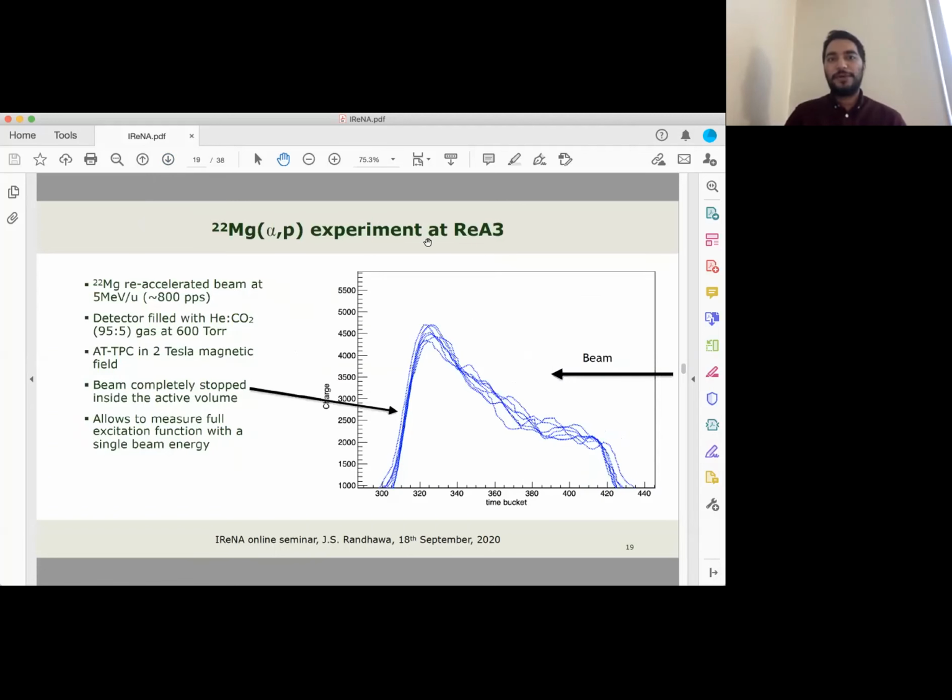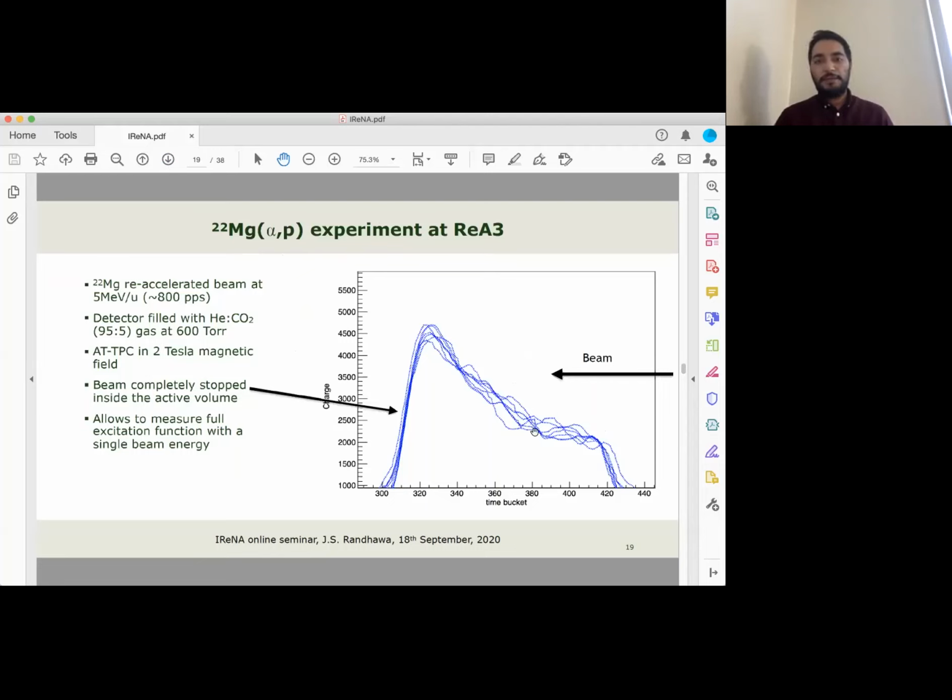Okay, so we did the 22Mg(α,p) measurement with the 22Mg beam accelerated at 5 MeV per nucleon, around 800 to 900 particles per second. We filled the detector with helium-CO2. At that time we were not prepared to use the pure gases, so that's why helium-CO2 was used. Now we can use pure helium if we have to perform this again.